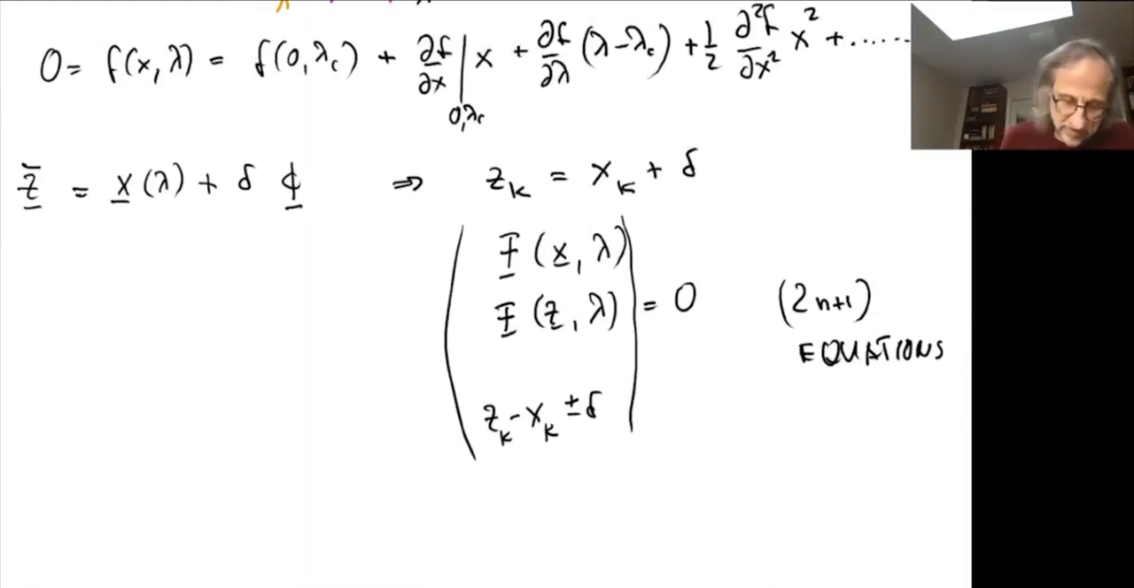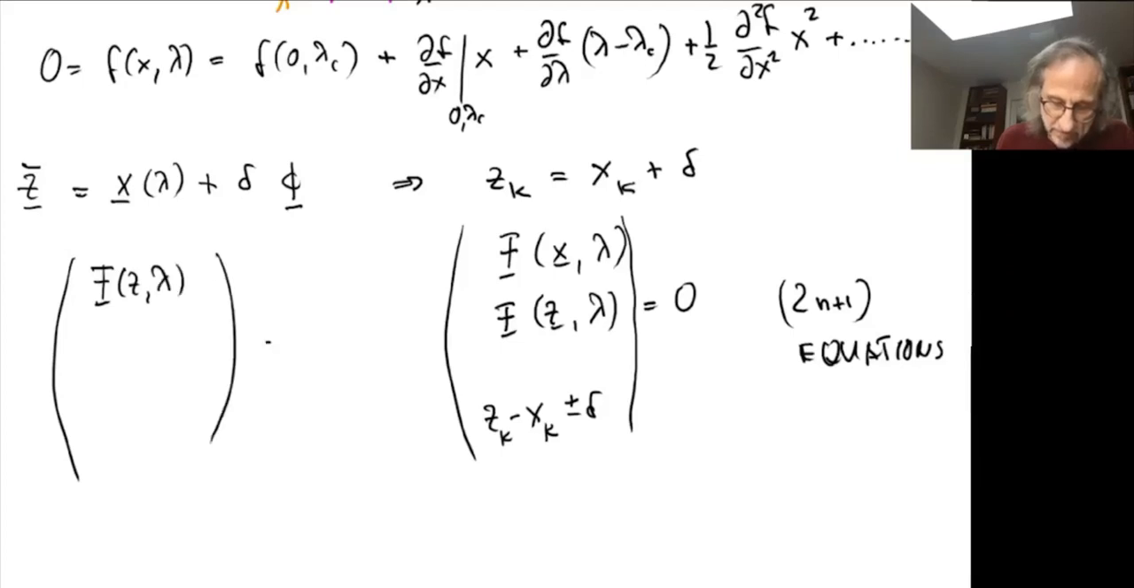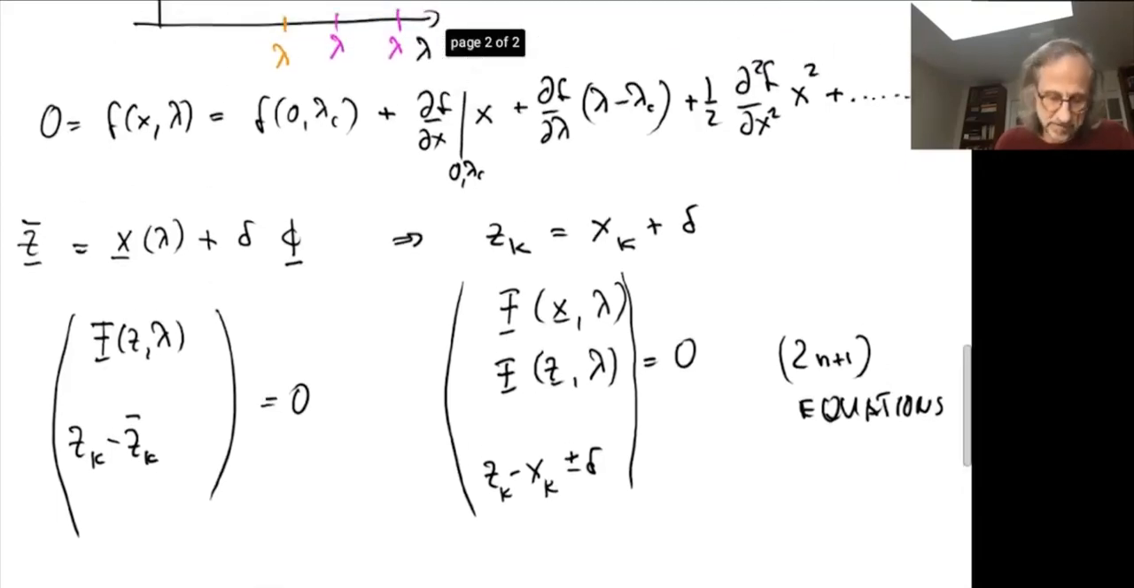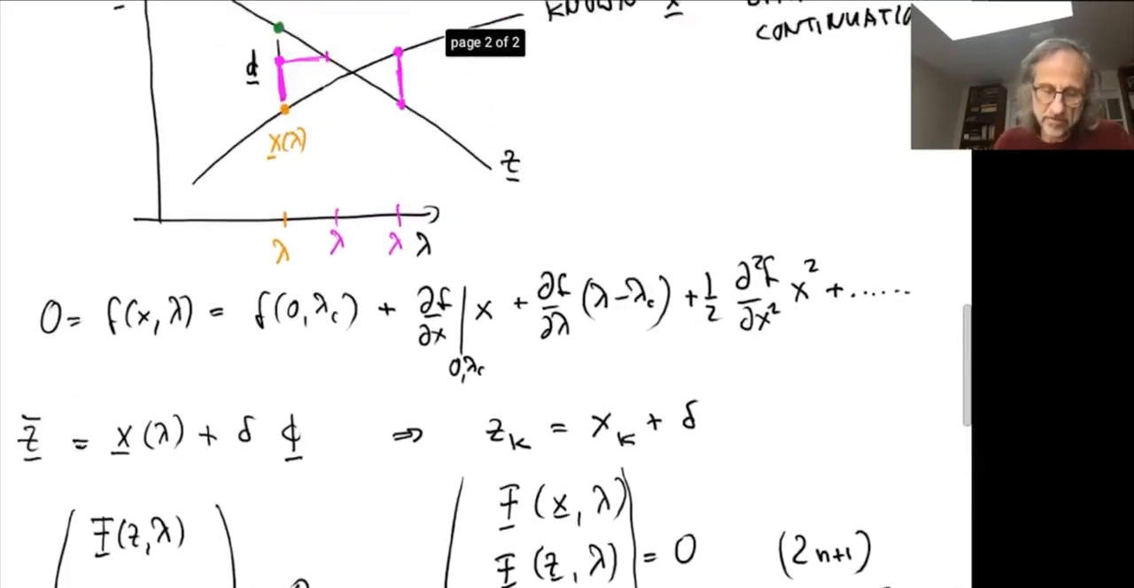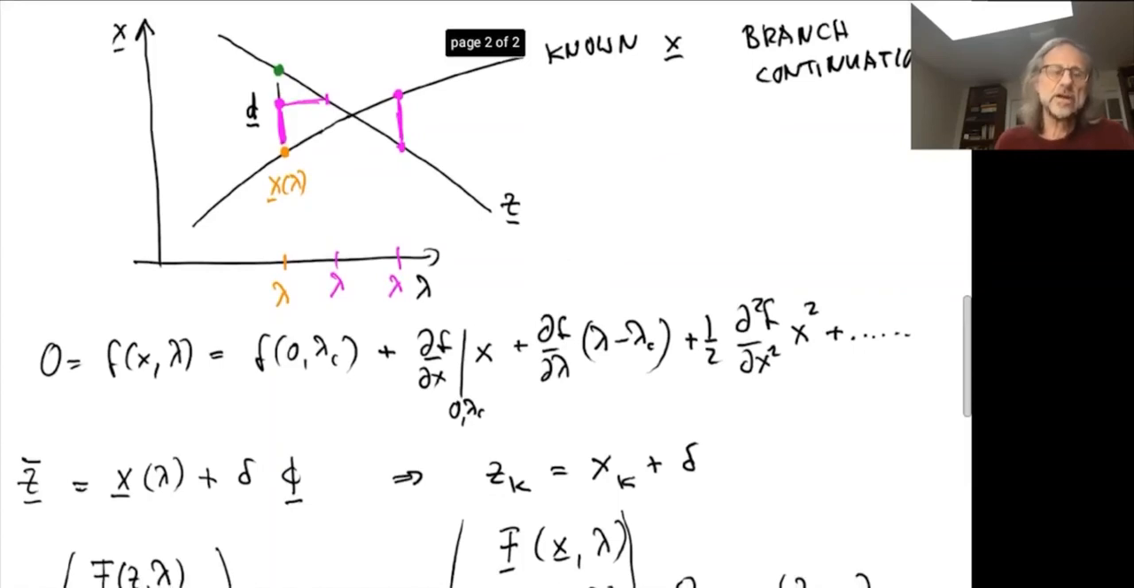Let me put it next to it, although it's sort of ugly, but then we have a better comparison. So we would have the condition that f of z and lambda then has to be equal to 0, and zk minus zk bar is equal to 0, where zk bar is the initial guess for the zk component of z. So that's how you can actually then switch to the other branch. And once you are in the other branch, you can continue there, of course, as long as you please.